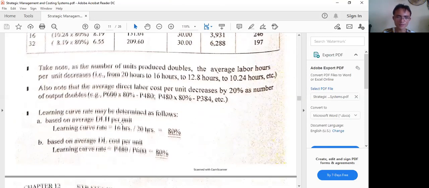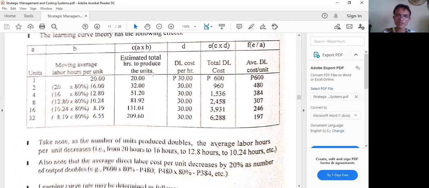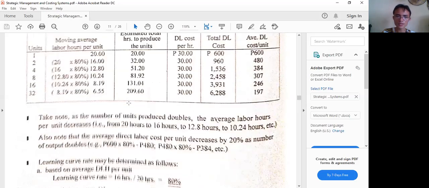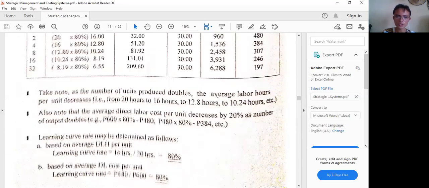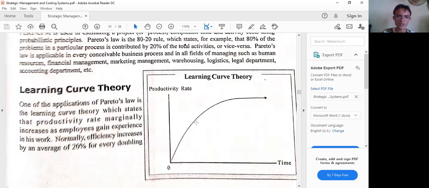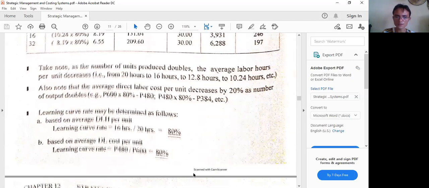If based on average direct labor cost, 480 divided by 600. But guys, let me just tell you again that the 20% learning rate is there. So in other words, the learning curve rate is going to be 100% minus the percentage. So that's going to be under the learning curve analysis, all right, or the theory. This is also based on the Pareto rule because of the usage of 80%, 20% items.